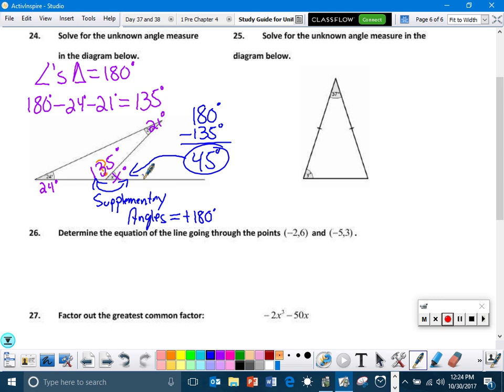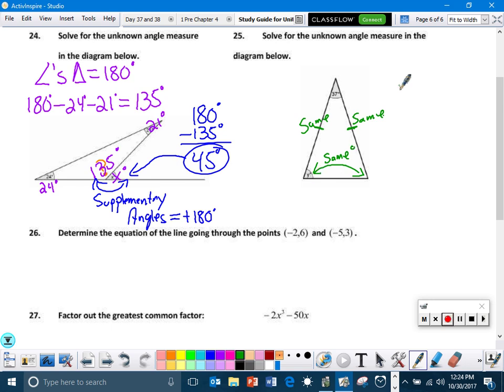All right, number 25. Same thing, we want this missing angle. Okay, but I notice that these two sides are the same. So that means this would be, I believe, an isosceles triangle, meaning two sides are the same. Well, if these two sides are the same length, that tells me that these two angles are the same degree. So there are two missing angles.